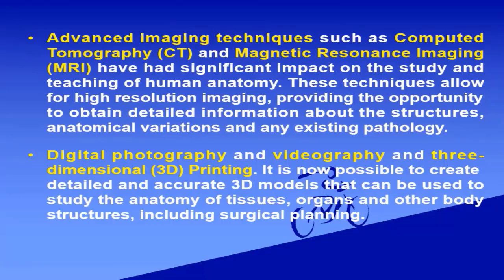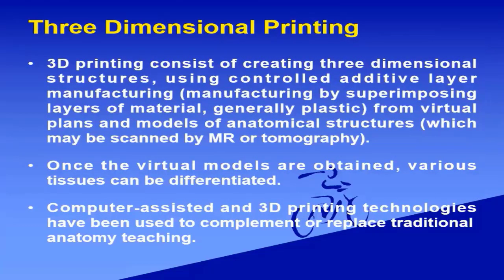It is now possible to create detailed and accurate 3D models that can be used to study the anatomy of tissues, organs, and other body structures, including for surgical planning. Three-dimensional printing consists of creating three-dimensional structures using controlled additive layer manufacturing from virtual plans and models of anatomical structures, which may then be scanned by MRI or tomography. Once the virtual models are obtained, various tissues can then be differentiated. Computer-assisted and 3D printing technologies have been used to complement or replace traditional anatomy teaching.